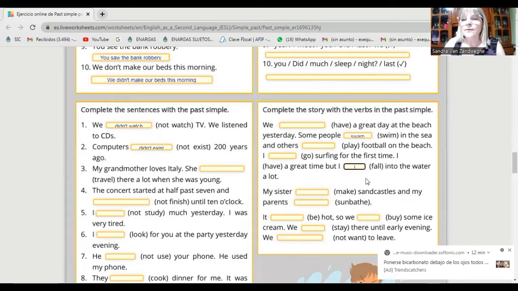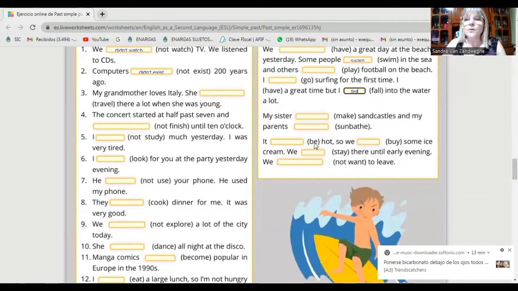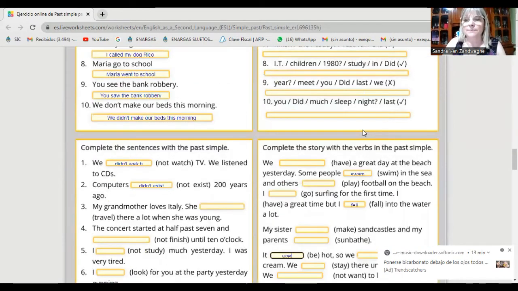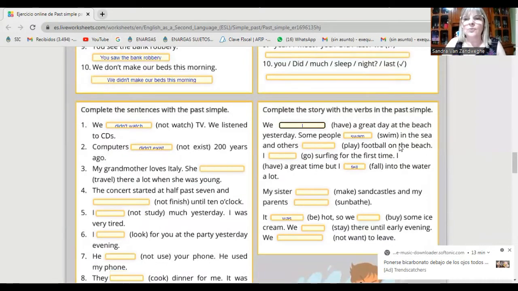I, en lugar de fall, I fell, ¿sí? Into the water. Y una vez que lo completan, practiquen la lectura. Practiquen la lectura, ¿ok? Bien. Cuando figure el verbo be, recuerden que el pasado es was or were. It was hot. So we bought some ice cream. Ahora, lo voy a completar y lo voy a leer.